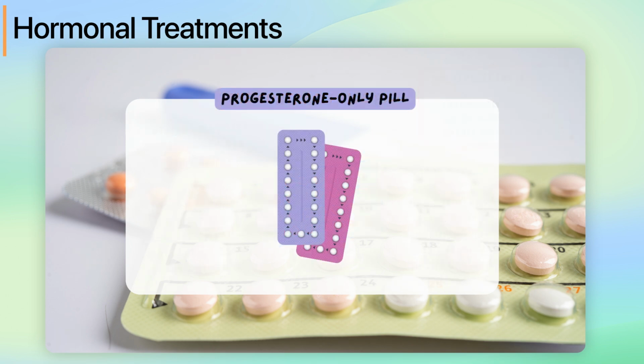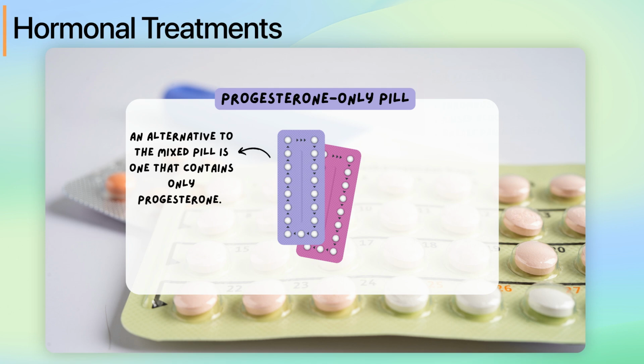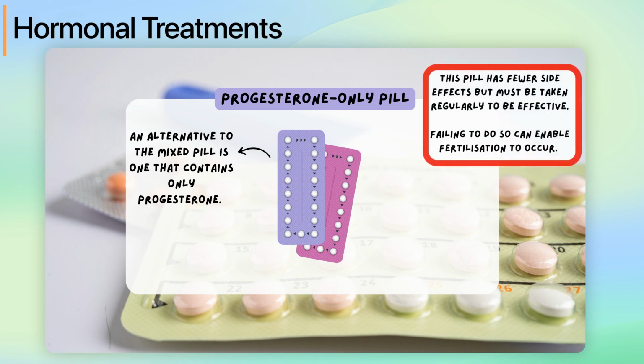The progesterone-only pill is an alternative to the mixed pill that contains only progesterone. This pill has fewer side effects, but must be taken regularly to be effective. Failing to do so can enable the body's own hormones to take over, allowing fertilization to occur. Hormonal contraceptives can also be delivered through means other than pills. Let's go through a few.